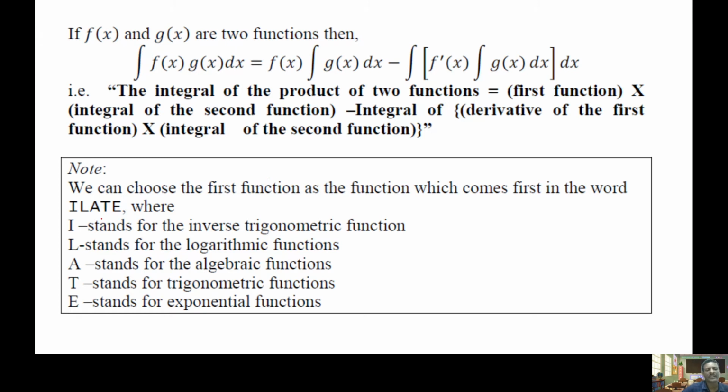I stands for inverse trigonometric function. L stands for logarithmic function. A stands for algebraic function. T stands for trigonometric function. E stands for exponential function.